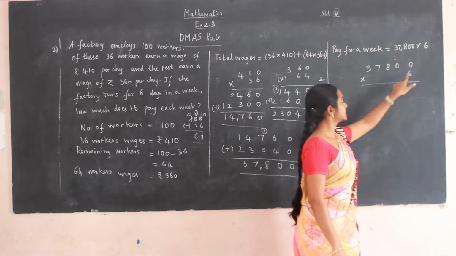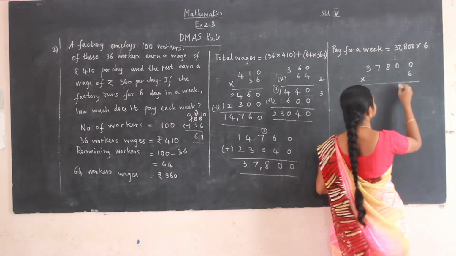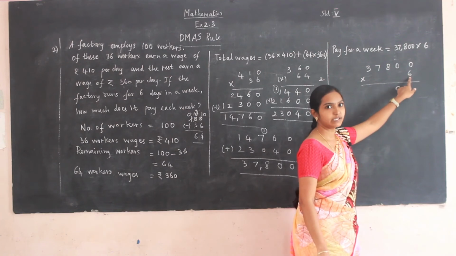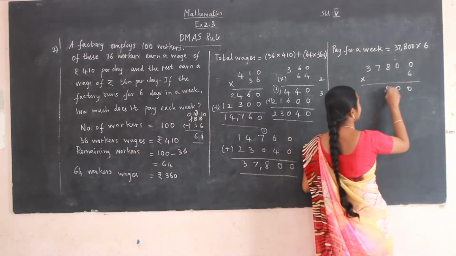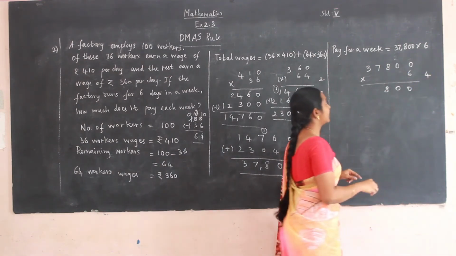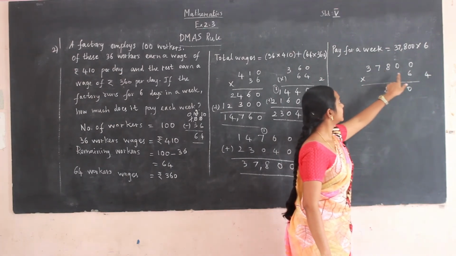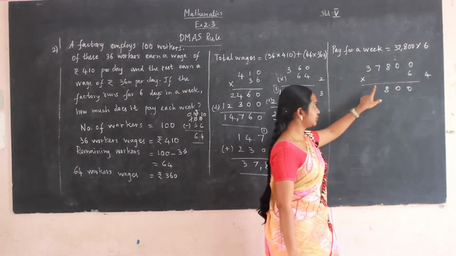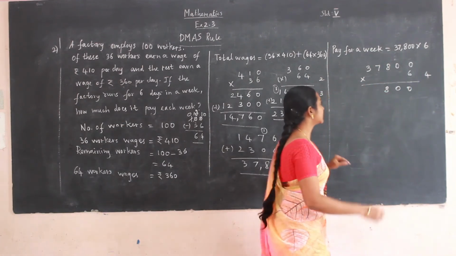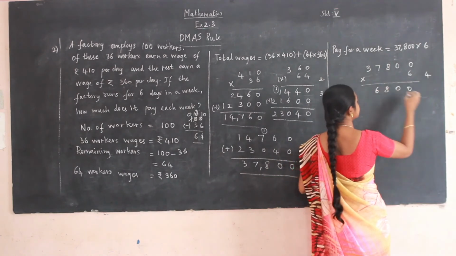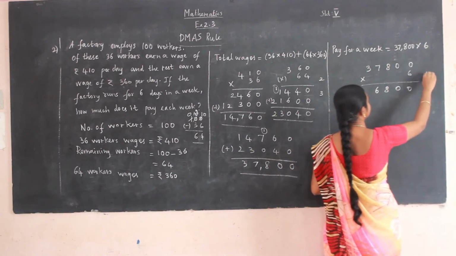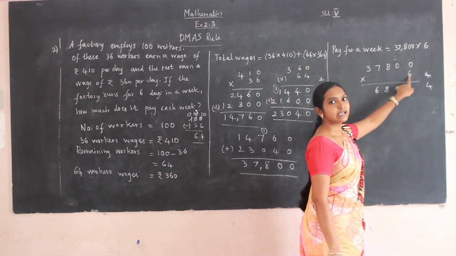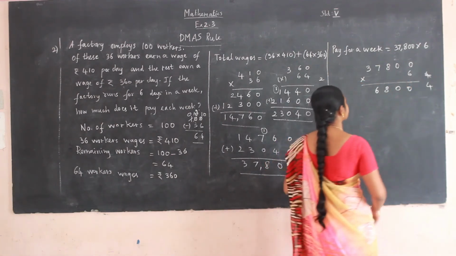0 into 6 is 0. Again 0 into 6 is 0. 6 8s are 48. So write 8 here and 4 is remaining. 6 into 7 is 42. To 42 you have to add 4. So the answer is 46. So write 6 here and again 4 is remaining. 6 into 3 is 18. 18 plus 4 is 22.